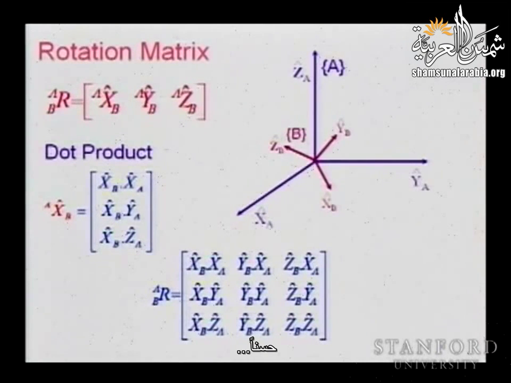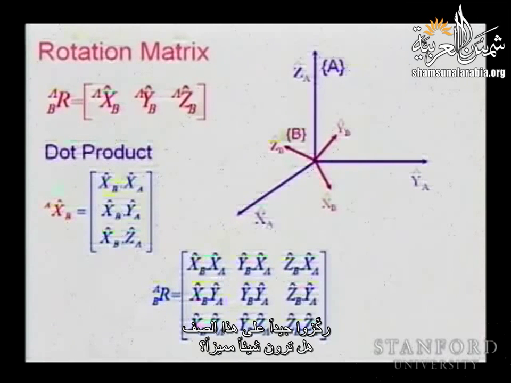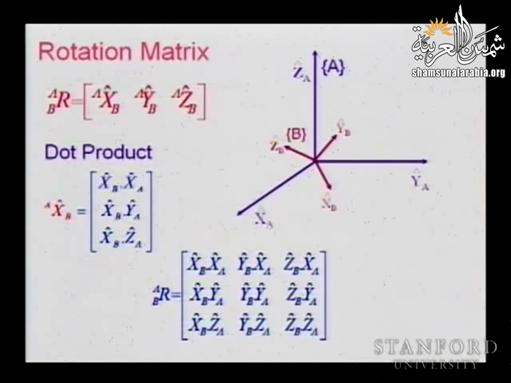Okay, good. So focus on this and look at this row. Do you see anything special? Here you have x, x, x, x, y, z. Here, do you have anything constant?